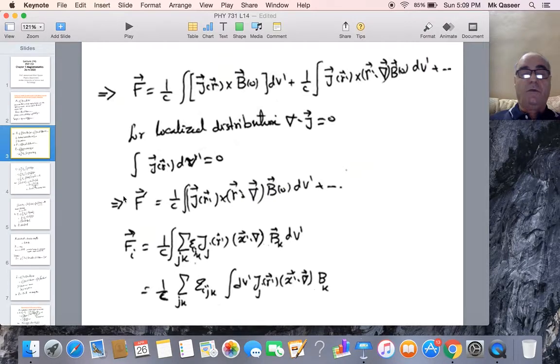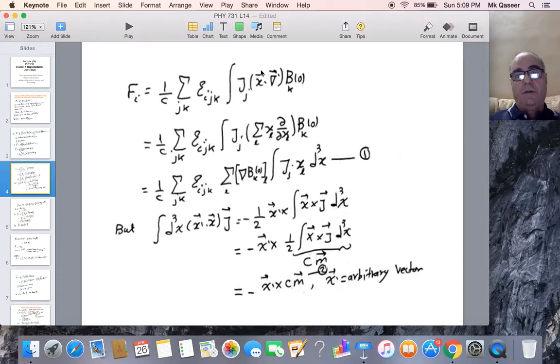Now let's write one component in Cartesian notation, the ith component, which is given by this. This is epsilon i j k, the Levi-Civita symbol, a tensor of rank 3, times J sub j times B sub k. Now let us simplify this by writing this dot product as a sum over l of x sub l d sub l. So we have to push the integral out, and we have to look for this.